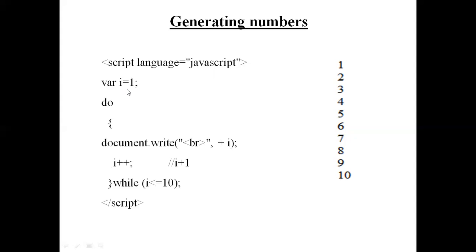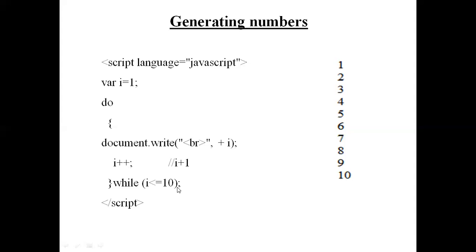So first value is 1. This is executed only once and it's displayed. I is 1, I plus plus, I becomes 2. Okay, so only this part is repeated. I is less than 10? Yes, so it will display 2. Then document dot write 2 will be here. Then I plus plus, 2 plus 1 is 3.